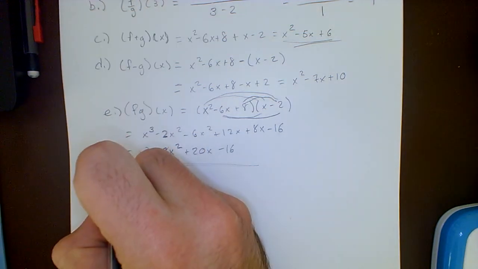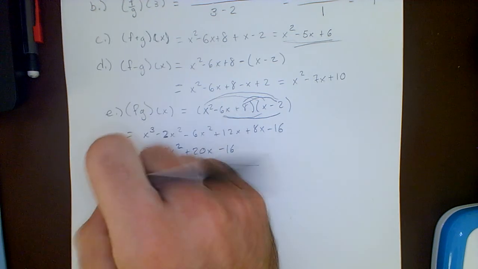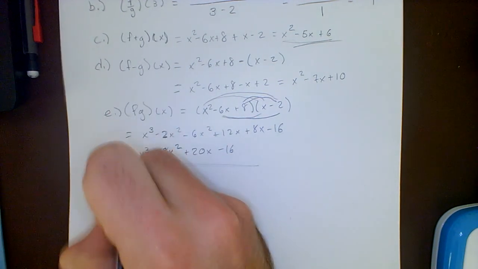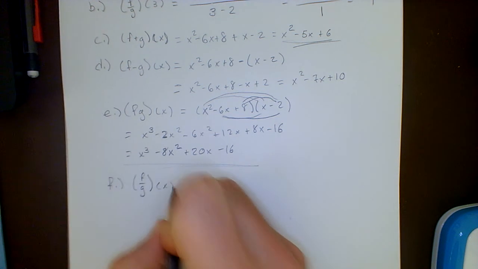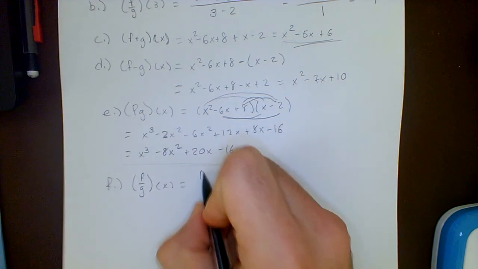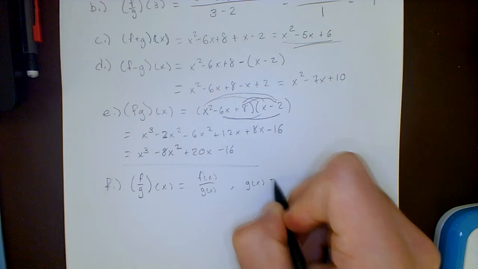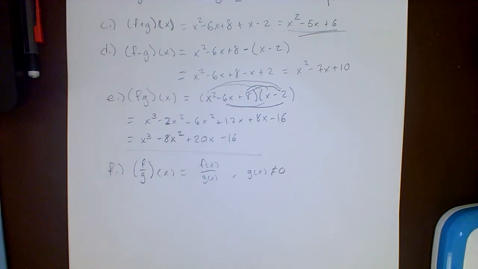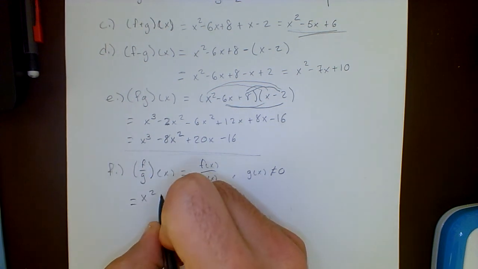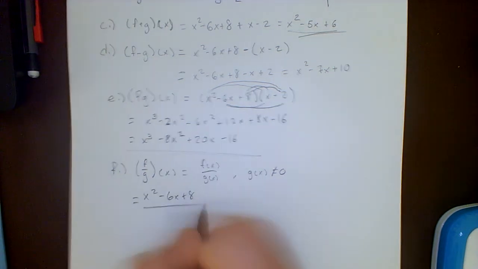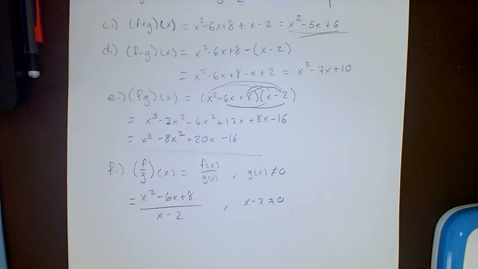Okay, and last but not least, f. So in this division, f divided by g, remember the definition is f of x over g of x, and g of x not equal to 0. Okay, so it's x squared minus 6x plus 8 divided by x minus 2 when x minus 2 is not equal to 0.